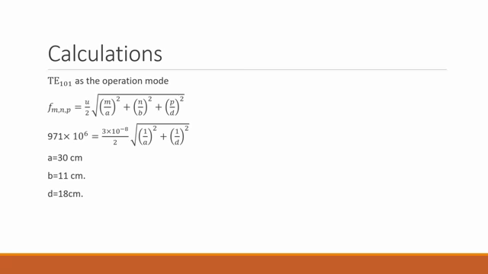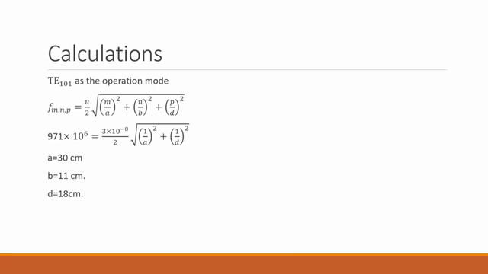This is the resonant frequency formula, as you see on the screen, which is applicable for each mode. Note that for TE101 mode, only A and D affect the resonant frequency. Therefore, we are going to only use the A and D components of this formula. In order to do that, I set M and P as 1 and N as 0, and I take U as C, which is the speed of light. Then I calculate A and D as 30 and 18 centimeters.